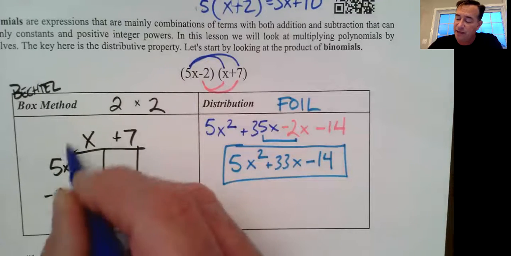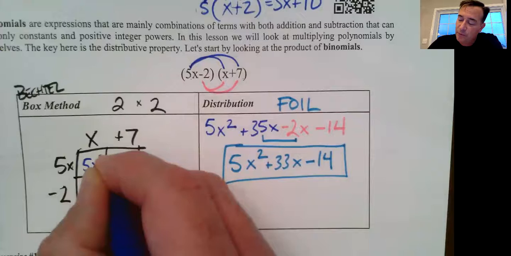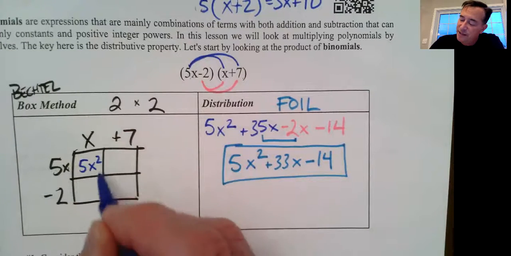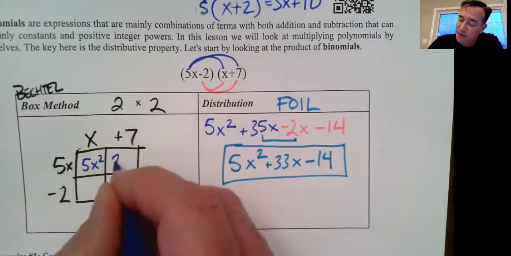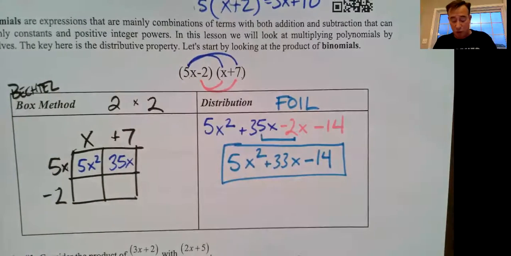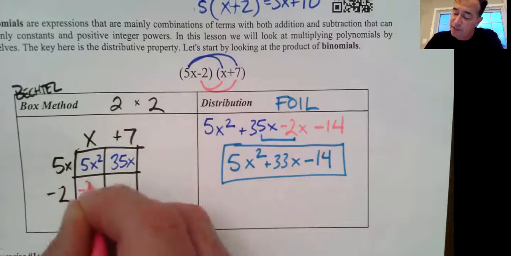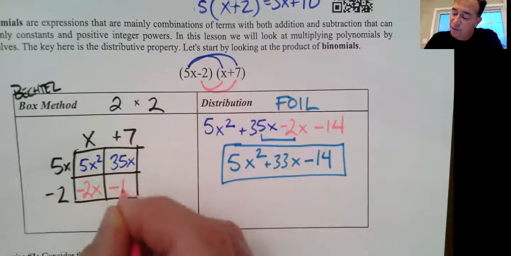If I do 5x, a length, times x as a width, here I get 5x squared. Well, hey, that's right over there. And then if I do this one, 5x is the length on this side, 7 is the length on this side. So if I multiply those, 5x times 7 gives me 35x. Exactly the same answer I got here. It's just organized in a different way. Now, if we go through and do this the same way with that -2 times the x up there is -2x. And here that -2 times that 7 gives me -14.